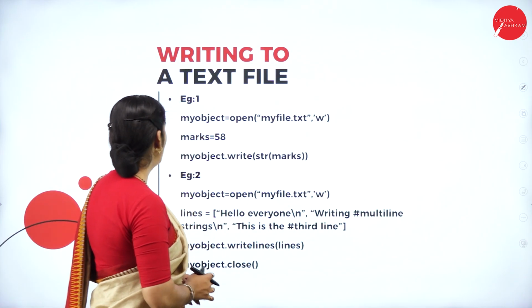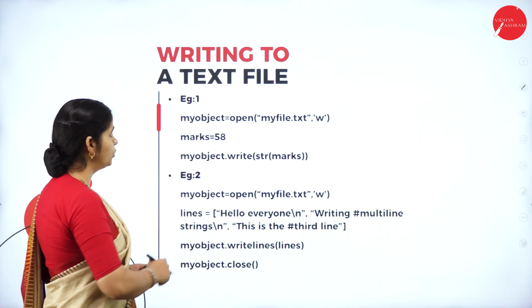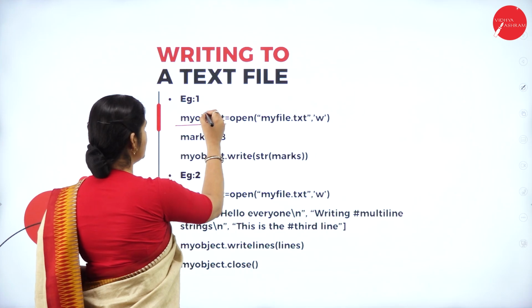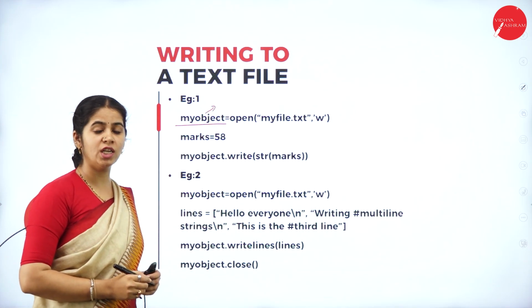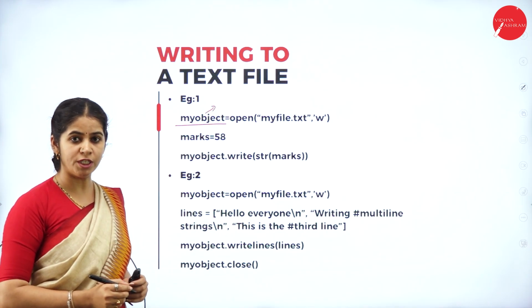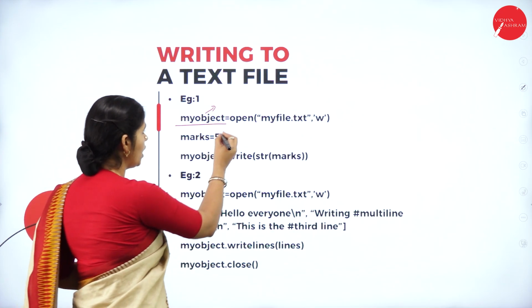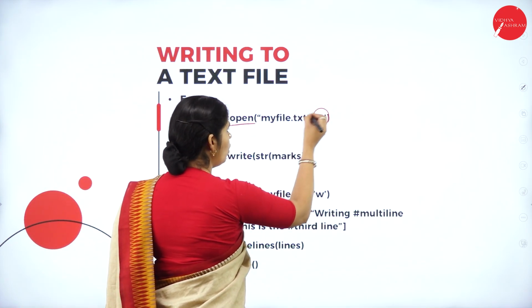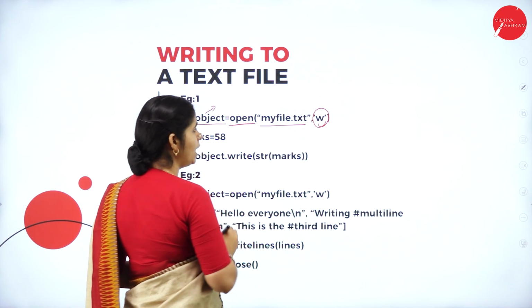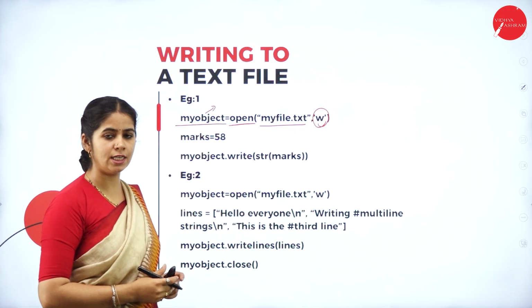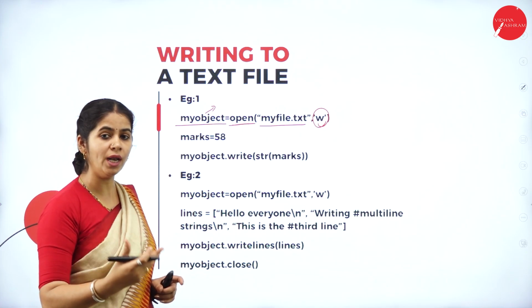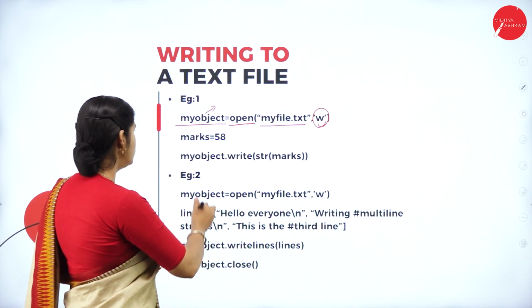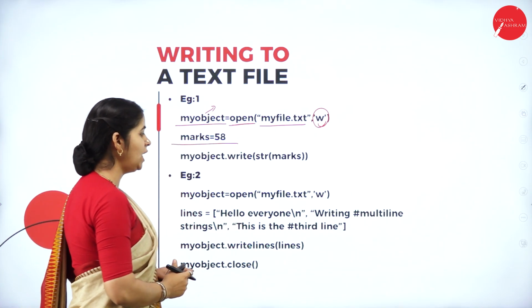Okay, next example for writing. First example, my object. What is my object? My object is a file object. What are we doing? We are opening the file in which mode? Write mode. What is my file name? myfile.txt is the file name which I am opening in the write mode. So, marks is equal to 58.